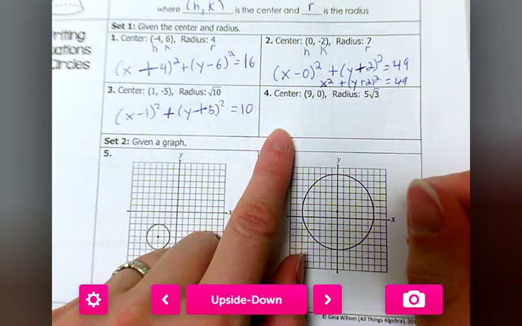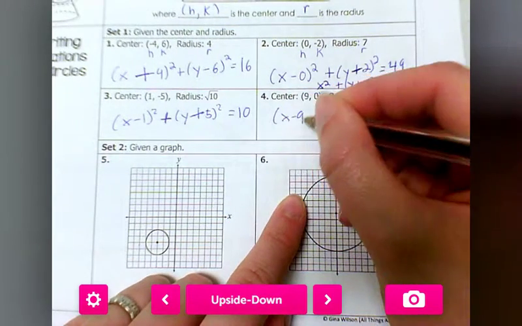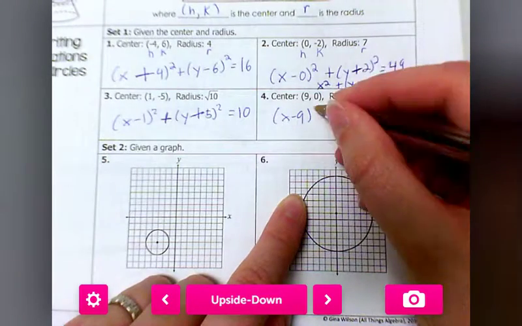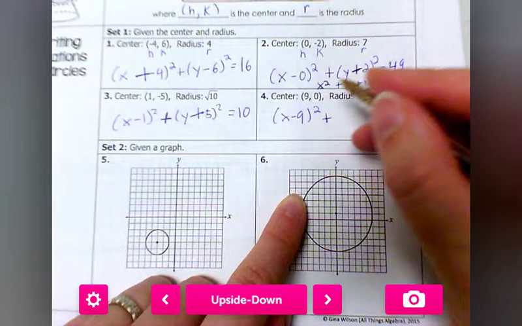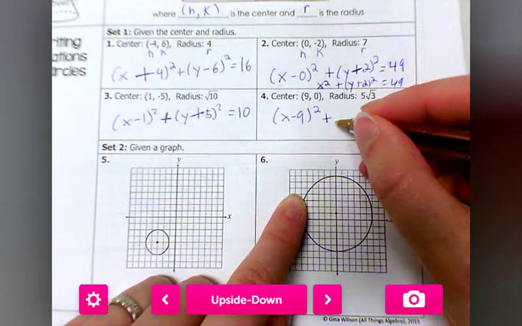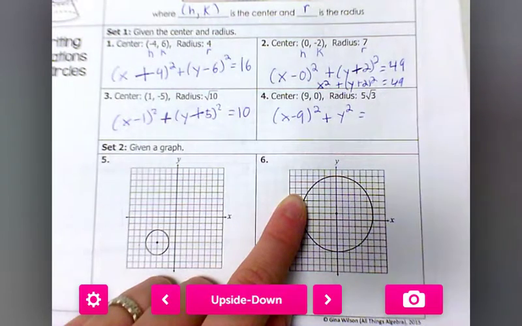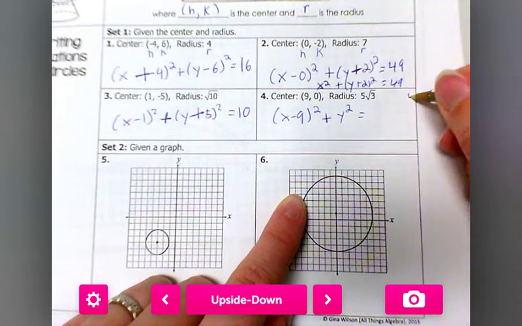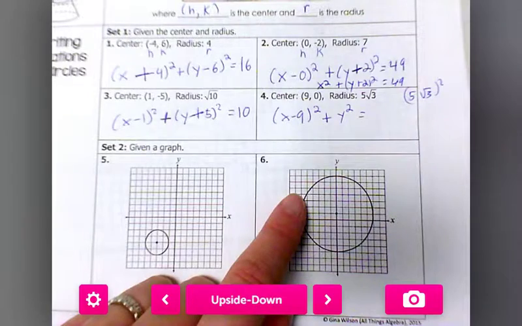Anybody? I'm going to do it if you don't want to try it. x minus 9 squared, right? Plus. Is that 0? Yep. So it'd be y squared, right? Equals, and this one's a little hard because it's 5 square root 3 squared. So it should be what? Put this in your calculator, guys. What's 5 square root 3 squared? 15.